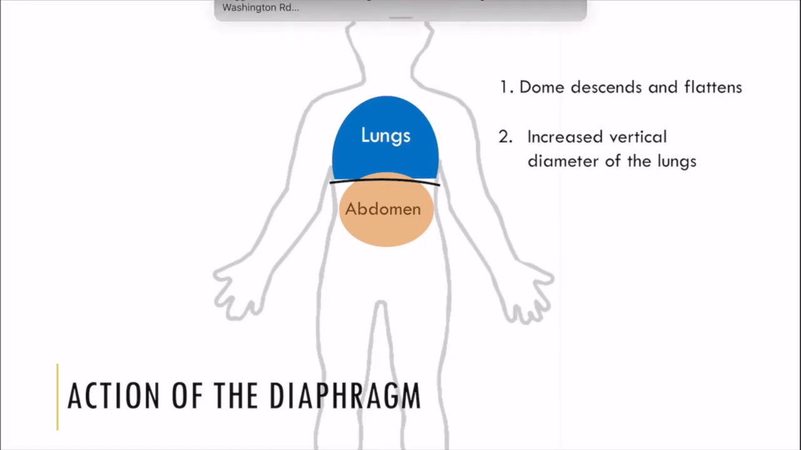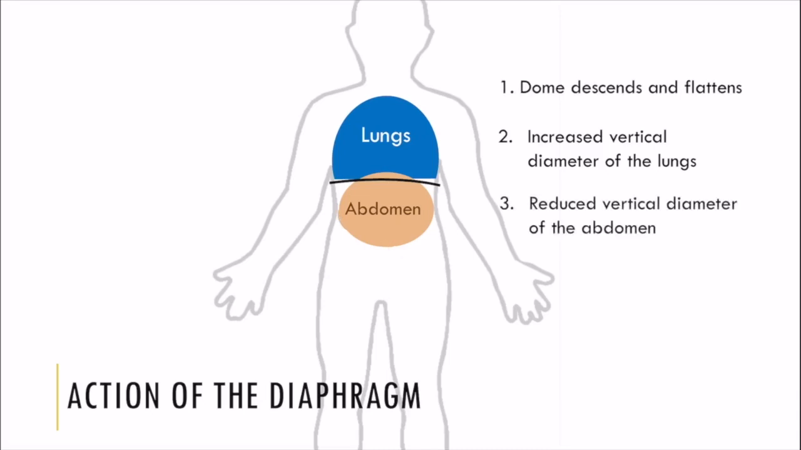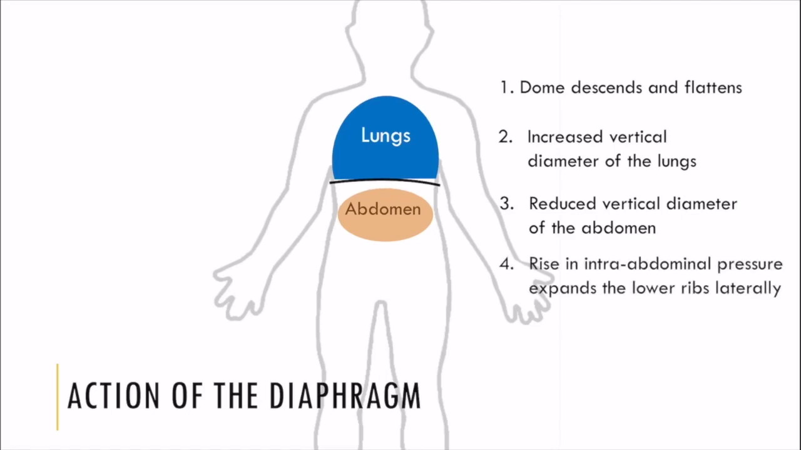Well, what's going to happen down here if we just dropped the diaphragm? It is going to reduce the vertical diameter of the abdomen, which would decrease the size of the abdomen. If you're decreasing the volume, what's going to happen to the pressure? We're going to see a rise in intra-abdominal pressure. Now you might be saying to yourself, why? Can you guarantee that?